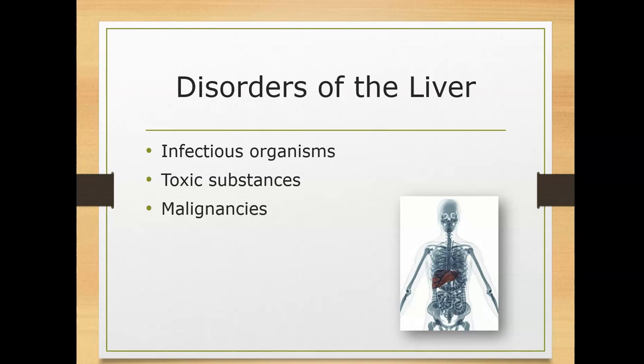Automatically you think about ethanol or alcohol. That is one that, especially over a long period of time or in large quantities, can be very, very toxic to the liver. There's also certain medications such as acetaminophen or Tylenol, methotrexate, and even diclofenac, which is also known as Voltaren. Finally, malignancies. The liver can be a primary site for cancer or a location for metastasis from a cancer from another part of the body, like the colon or the breast.